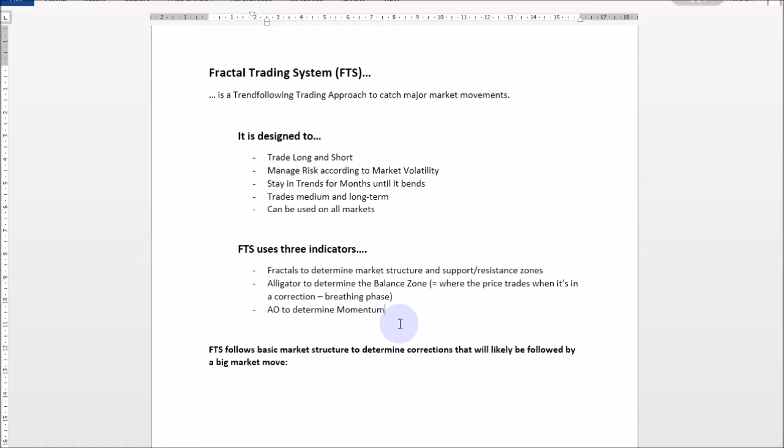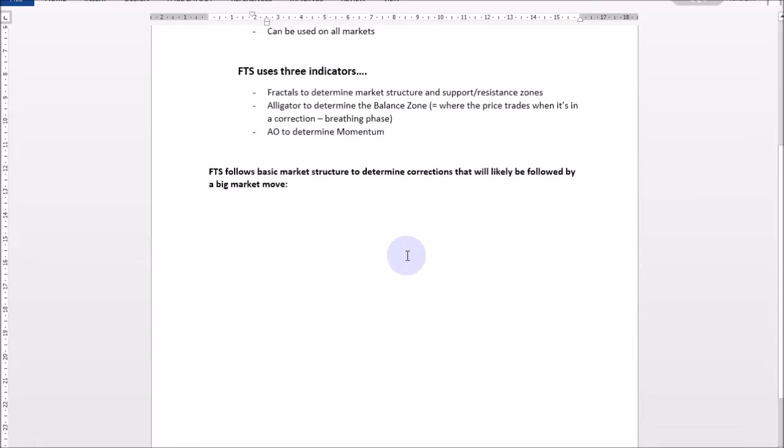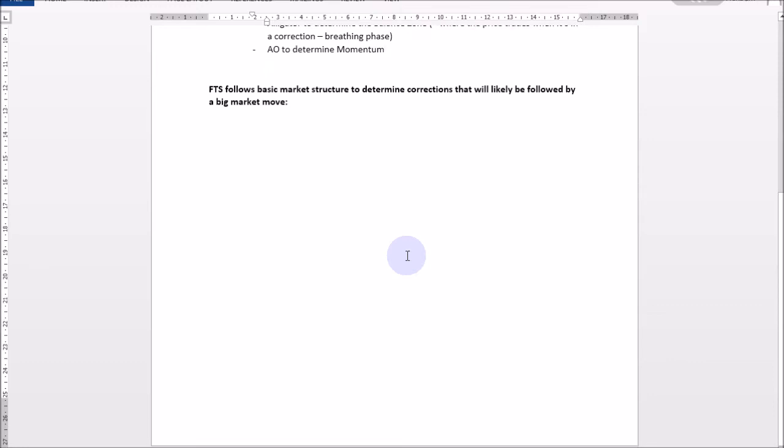trend using those indicators. Before we do that, we need to mention that this trading system follows basic market structure to determine corrections that will likely be followed by a big market move. So don't make the mistake of thinking that when the market has gone up, maybe like this, that you are entering here and the market is just going to continue up in a straight line. That's not how the market works.